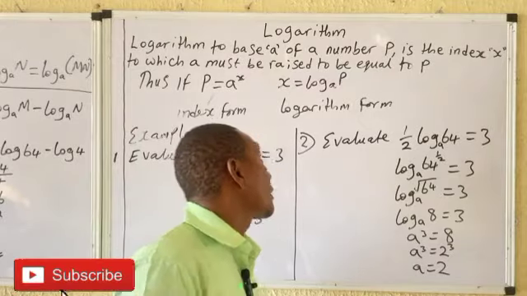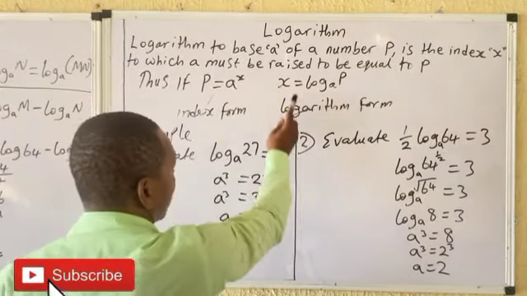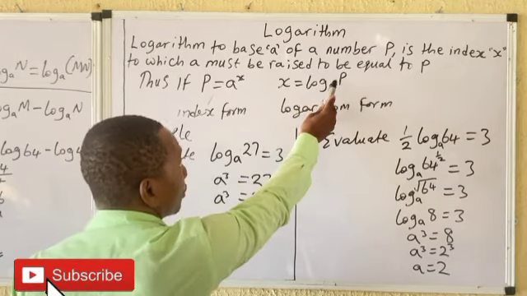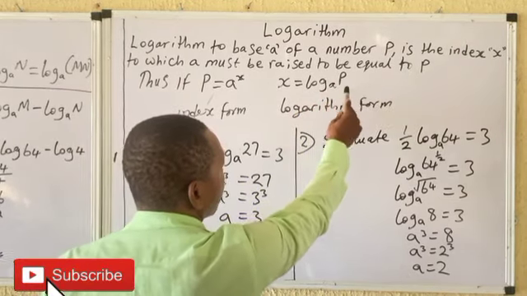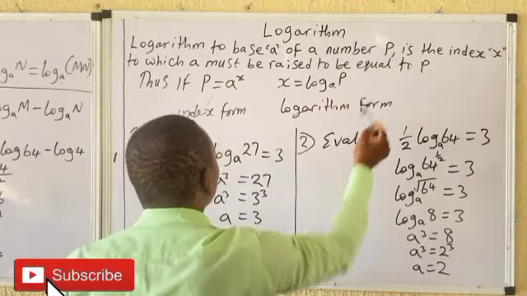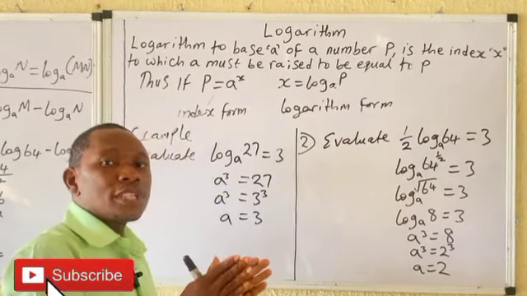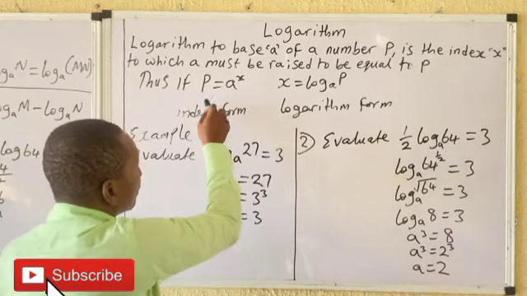Now let's start. Logarithm. Logarithm to base A. Now, log to base A of a number P. The number P is the index to which A must be raised to be equal to P. Now, note that logarithm is related to indices. Now, this is the indices form.